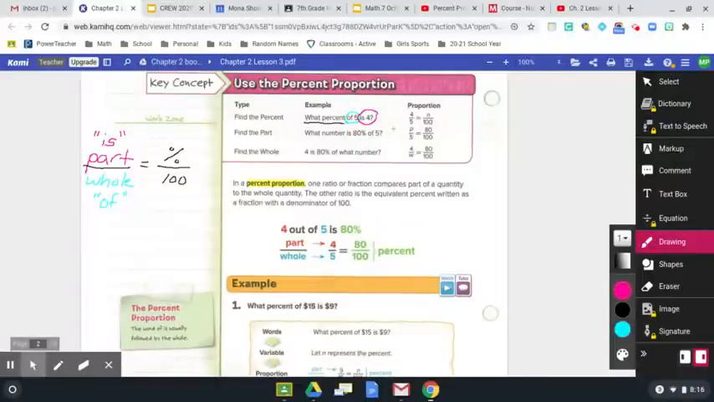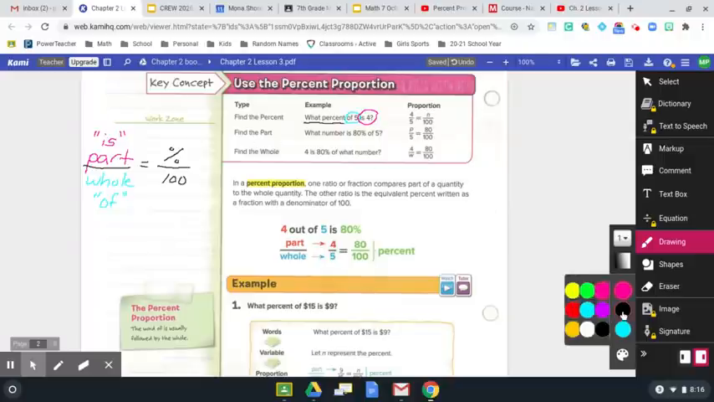And so you'll see, remember, it's the part over the whole. The is over the of. Is 4 of 5. 4 out of 5. What is that as a percent? Let's look at the next one.